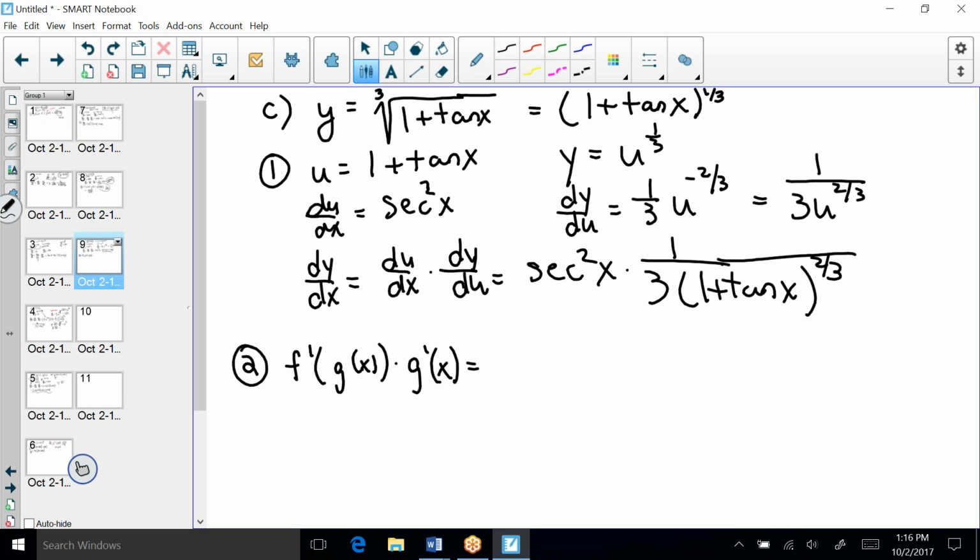It's not 1 plus secant squared. Where would the 1 be? You mean for this one? This part? So the inside, which is u, is 1 plus tangent of x, and then the derivative of 1 plus. Okay, because the first derivative of 1 is going to be nothing. Correct, yeah. First, the derivative of 1 is 0.